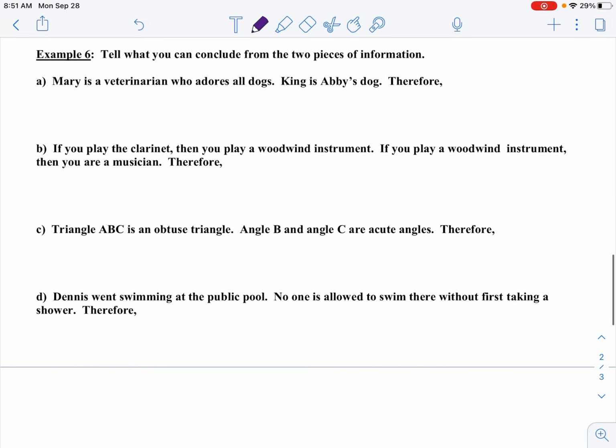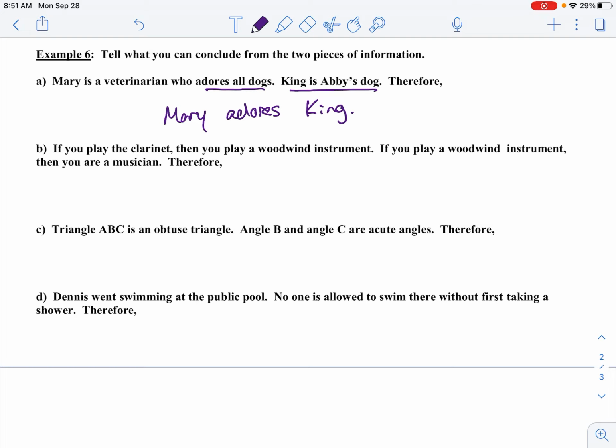Okay, and then our last one here. Tell what you can conclude from the two pieces of information. So here's our first piece. It says, Mary is a veterinarian who adores all dogs. King, that's a great name for a dog, is Abby's dog. Therefore, okay, so Mary adores all dogs. Mary adores King, because King is a dog. And we're using the fact that she is a veterinarian who adores all dogs, and we're given a dog. So Mary adores King. Awesome.